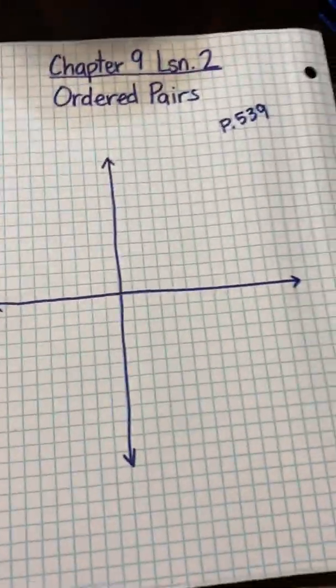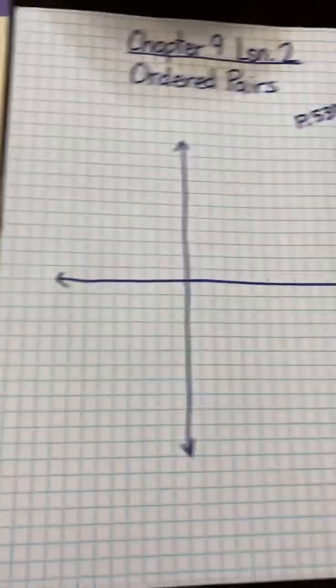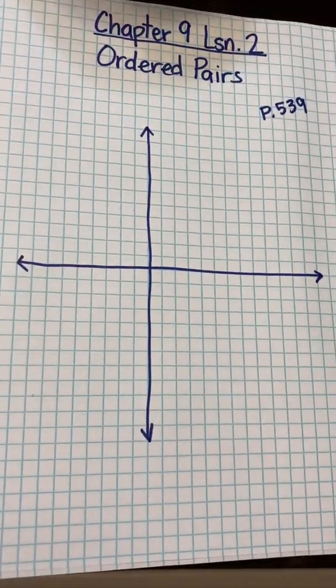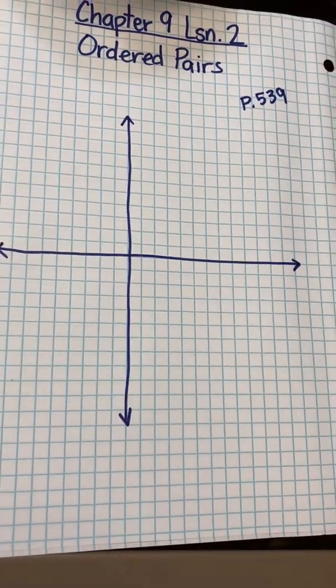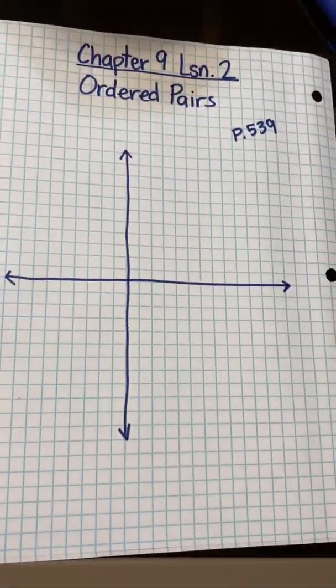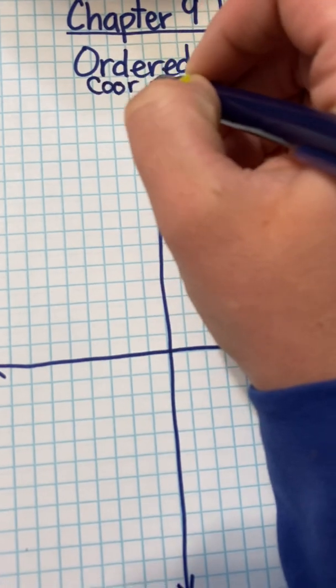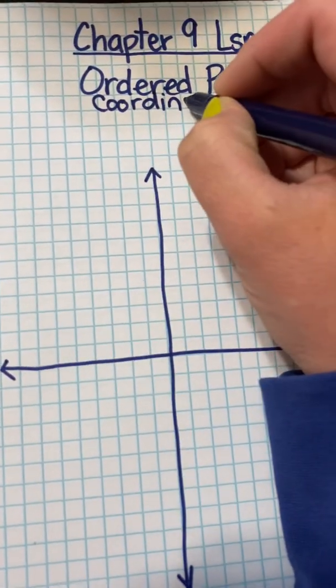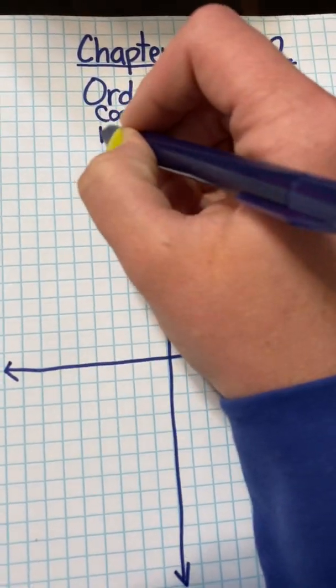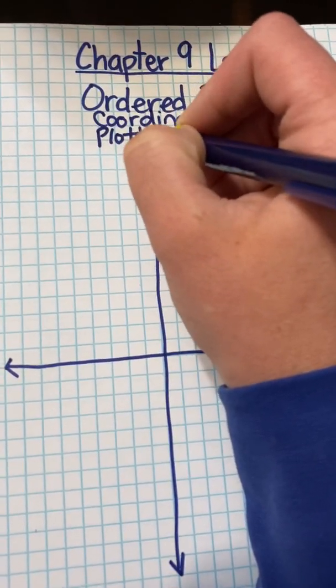But we're going to look at plotting points. Another word for plotting points is to plot the coordinates, or to plot the ordered pairs. And that's what this lesson's titled. So all of these are the same thing. So I'm going to write coordinates or plotting points.